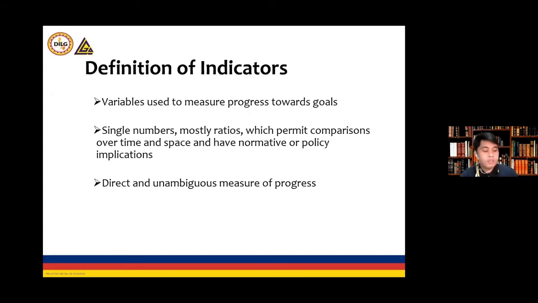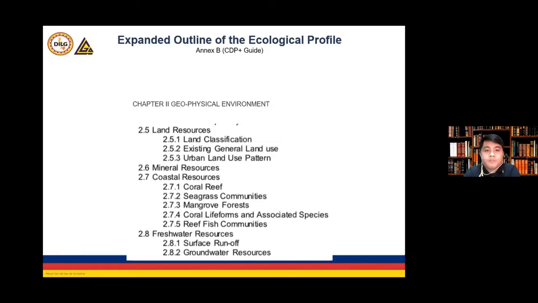What do you call this? The numbers, no? So pag sinabing 100%, unambiguous yun, no? 100% of all households has access to safe potable water, no? So dapat measurable, direkta, at kayang-kaya nating ma-measure if we have already achieved that particular indicator.